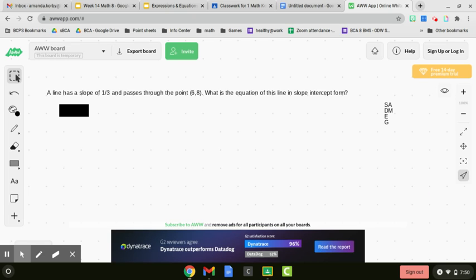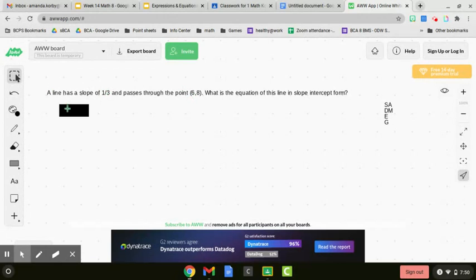Today we are given the situation: a line has a slope of 1/3 and passes through the point (6, 8). What is the equation of this line in slope-intercept form? Previously, we've been given the slope and the y-intercept and asked to place that in an equation in slope-intercept form, but we don't have that information. We have our slope and we have an ordered pair.